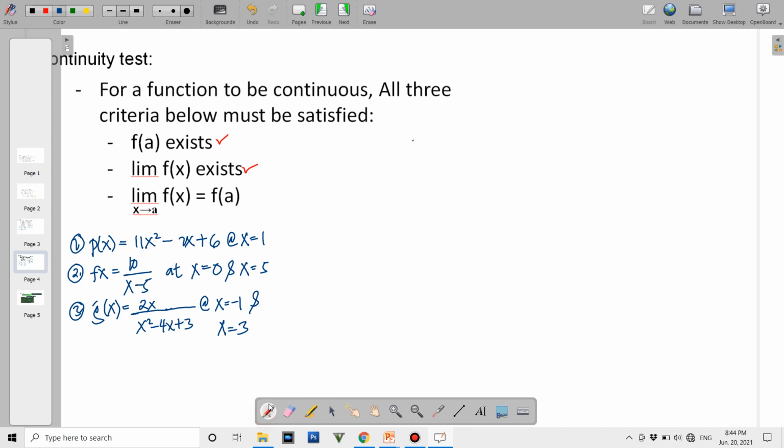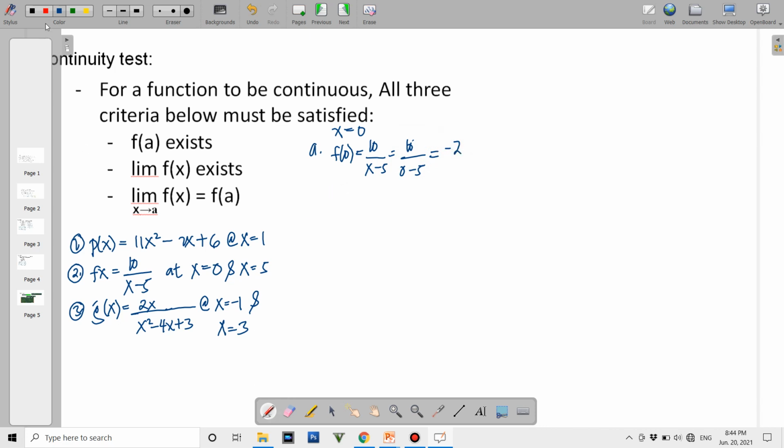Okay, for the second problem, we have to check if f of 0 exists, for letter E, at x is equal to 0 and x is equal to 5. So we're going to have the solution simultaneously for the two values of x. Starting with x is equal to 0, f of 0 is 10 over 0 minus 5, which is equal to negative 2.